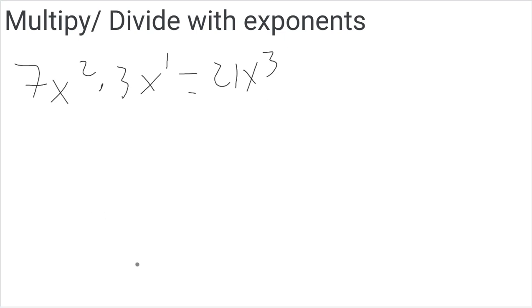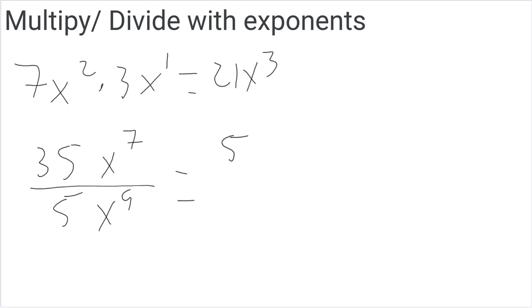And then in the reverse, so let's say that they give us 35x to the 7 over 5x to the 9. I just divide the whole numbers. So 35 divided by 5 is 5. And then if I wrote 7 x's on the top, 9 x's on the bottom, and then crossed out their pairs, there would be 2 x's left over on the bottom. So subtraction, it's 9 minus 7.